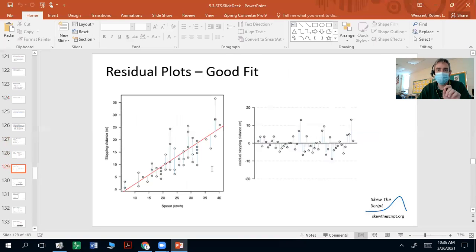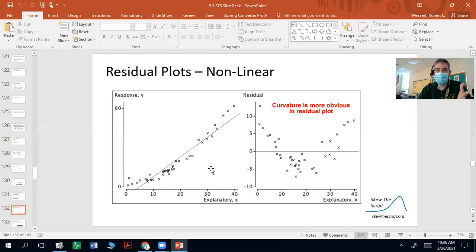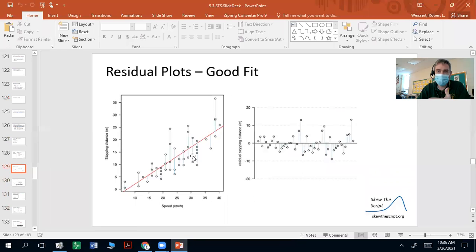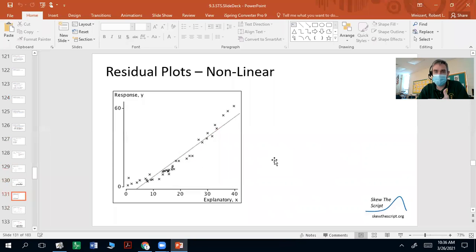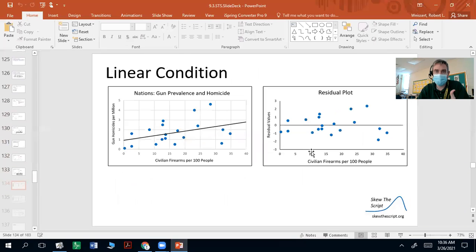Actually, let me go over those real quick. So linear just means, hey, is the residual plot randomly scattered, or does the line itself look particularly linear? If so, a good fit would be a linear model. If not, then that wouldn't be a linear model. So we've met the linear condition.